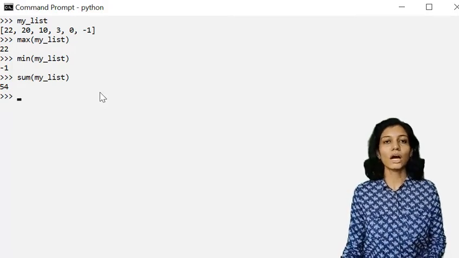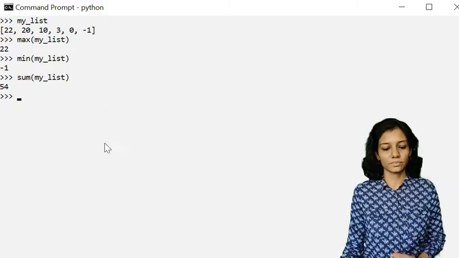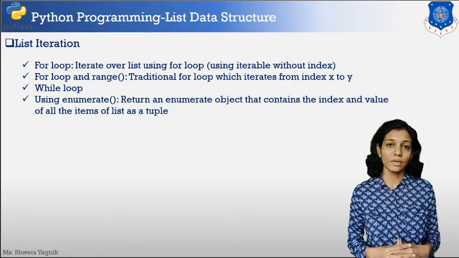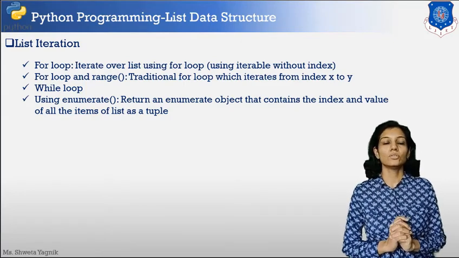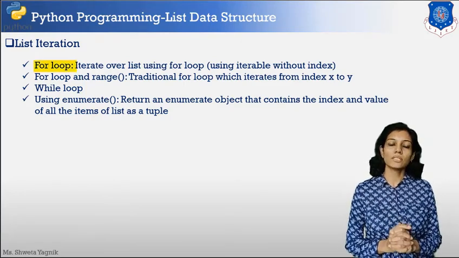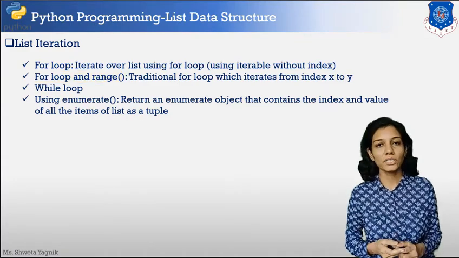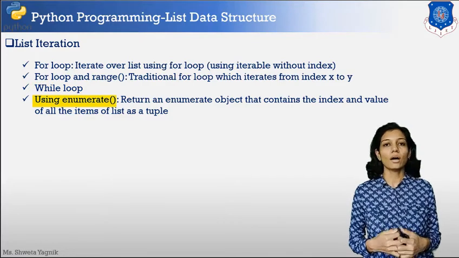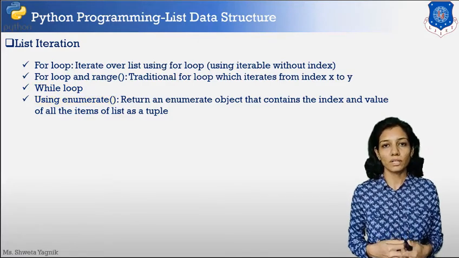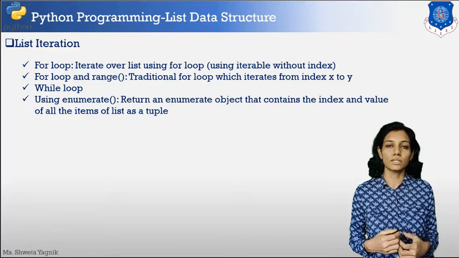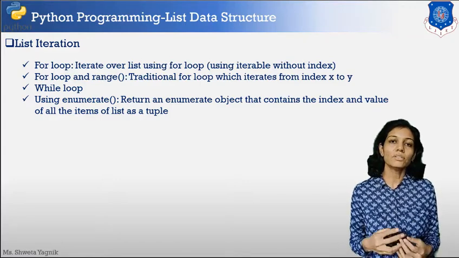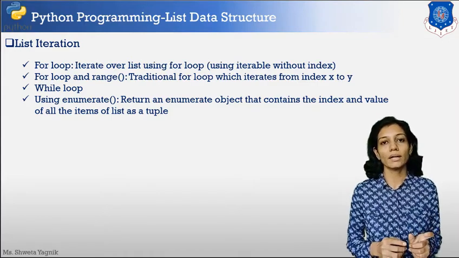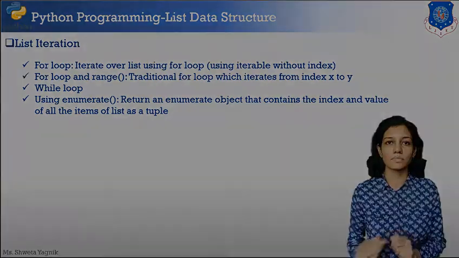So now we are going to see how to iterate over a list. There are various ways in which we can iterate a list, but here we are going to see using a for loop, then we will see a for loop along with the range function, then we will see using a while loop, and lastly we are going to see how to use the enumerate function in order to iterate over a list. The enumerate function will return an enumerate object, which consists of the index and value pairs of the list items.